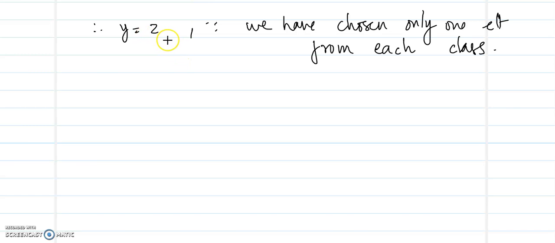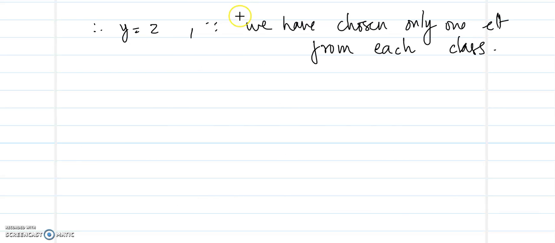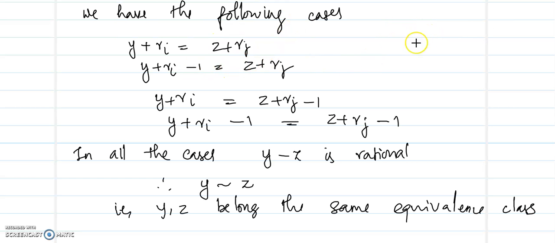So we have got that y is equal to z, കാരണം നമ്മൾ ഒരു equivalence classൽ നിന്ന് ഒരു element ആണ് choose ചെയ്യുന്നത് പറഞ്ഞു. അപ്പോൾ രണ്ടും they both belong to the same equivalence class. So therefore y must be equal to z.